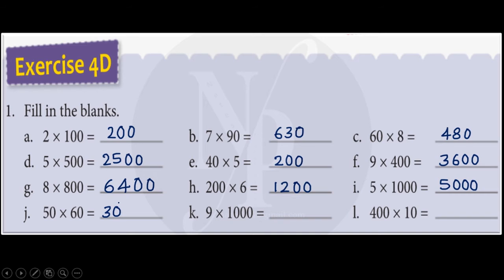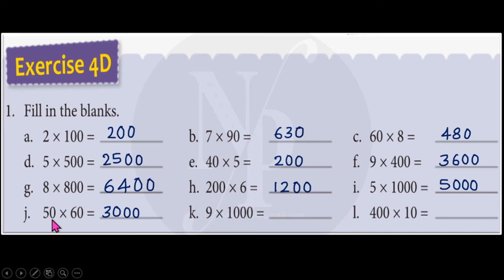And after that we should look for the zeros in these numbers. We have 1 zero here in the first number and another zero in the second number. Together there are 2 zeros. So we have to write 2 zeros in the answer, or in the product. 2 zeros. Remember this.